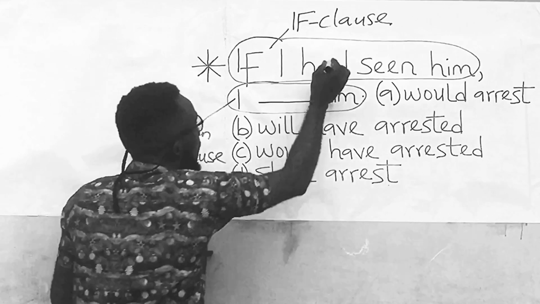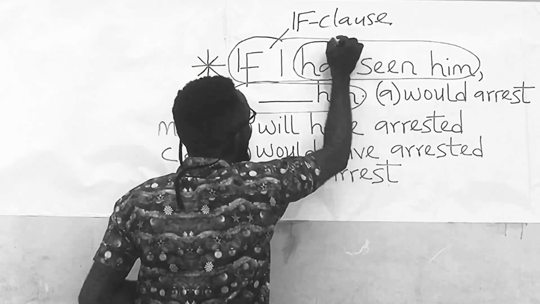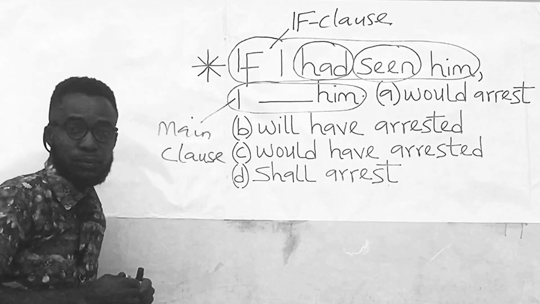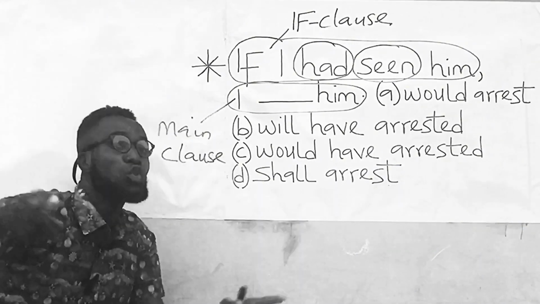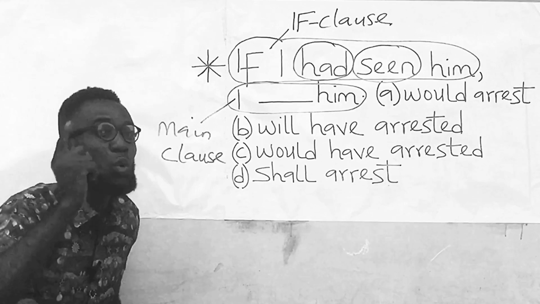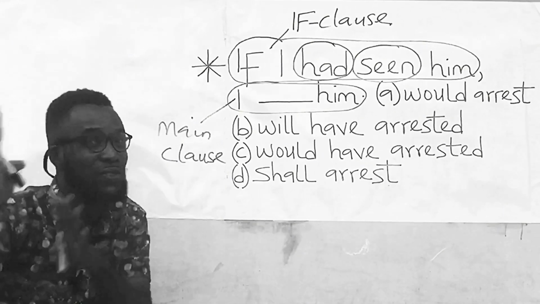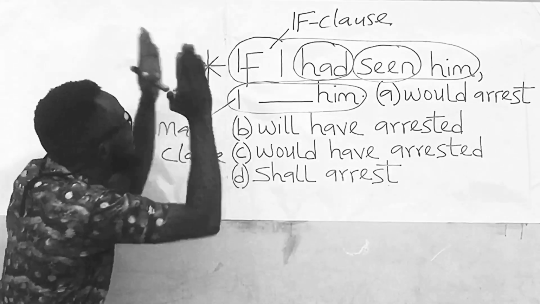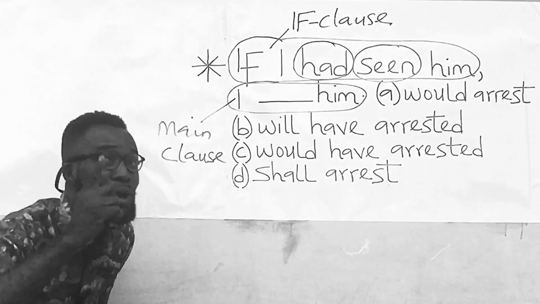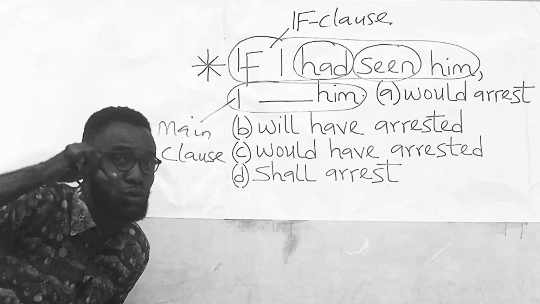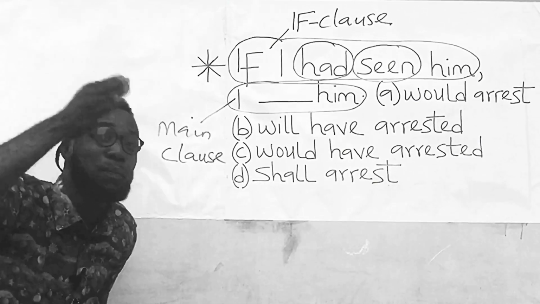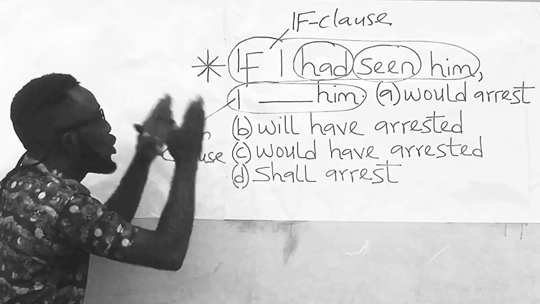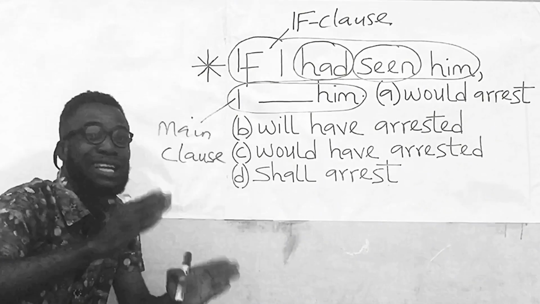It contains had plus a past participle verb, PPT for short. Of the 4 Roman figures I gave you, not quite long, you will find out that it is Roman figure 3 we are expected to use to answer this question. Because it is Roman figure 3 that the if clause contains had plus a past participle verb, PPT for short. So we are going to use Roman figure 3 to answer this question.